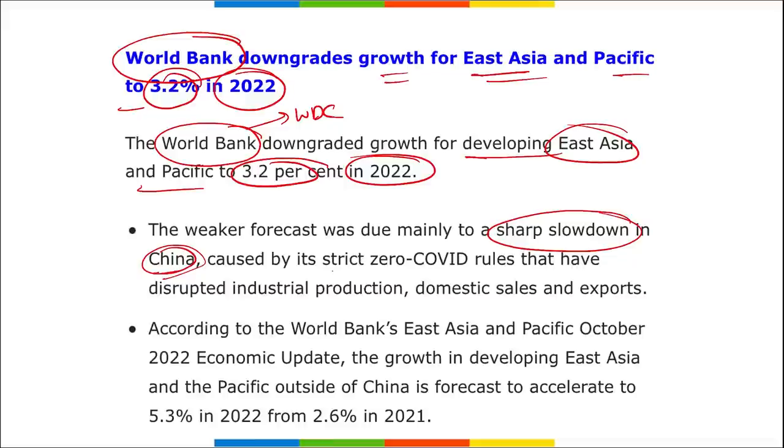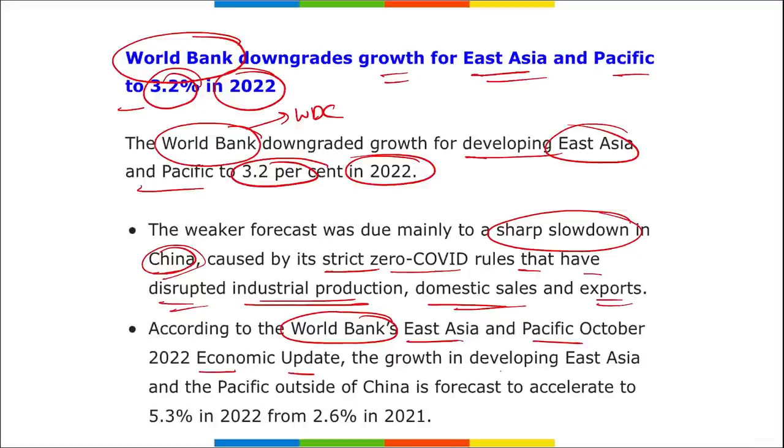Also remember, strict zero COVID rules have disrupted Chinese industrial production, domestic sales and exports have also been impacted. Even we are seeing a very large housing crisis that is going on in China. According to the World Bank's East Asia and Pacific October 2022 economic update, the growth in developing East Asia and the Pacific outside of China is forecast to accelerate to 5.3% in 2022 from 2.6% in 2021.